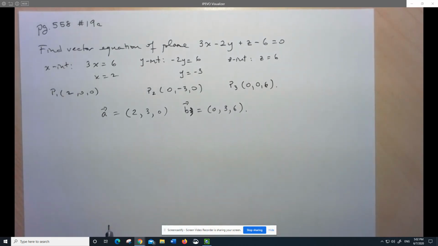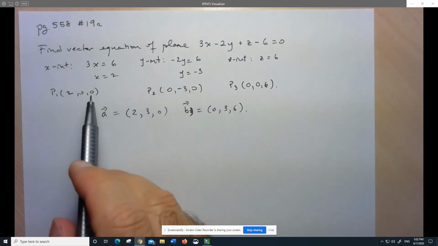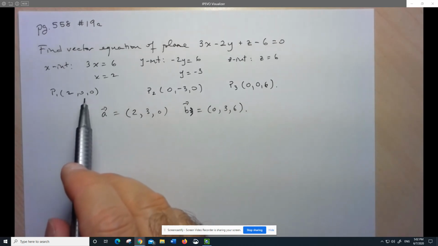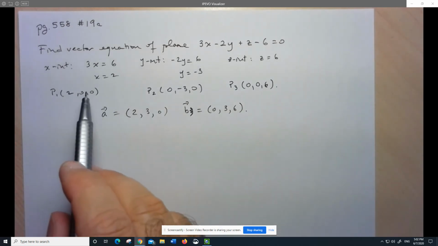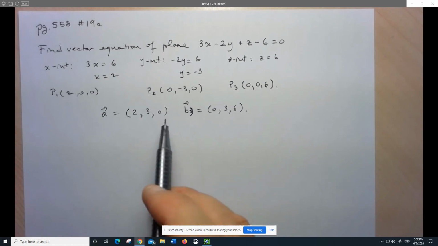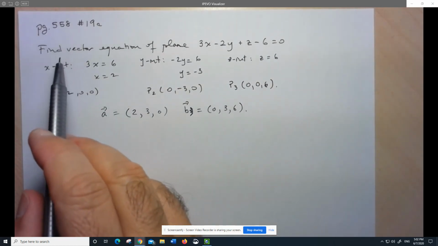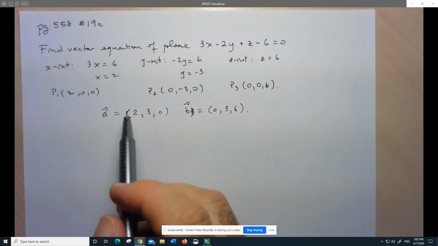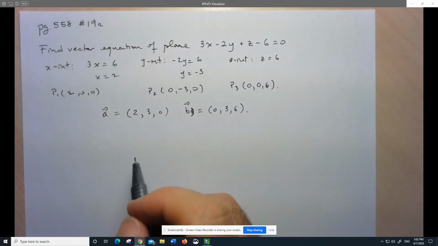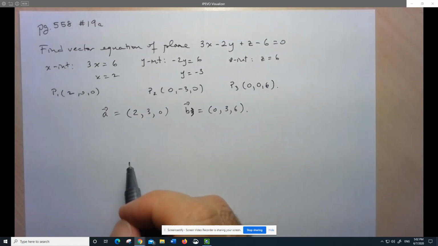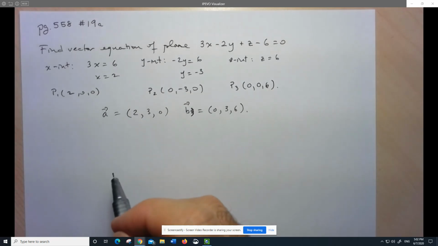Now recall that if you were to do them in a different order or choose different pairings, your direction vectors might be different. But that's okay, because remember, we're looking for a vector equation of the plane. You might come up with one that looks different than the others, but it still represents the same plane.